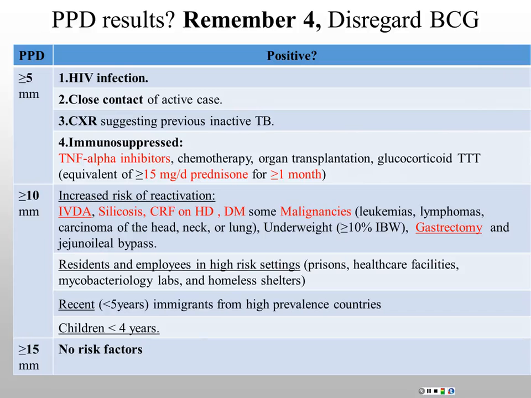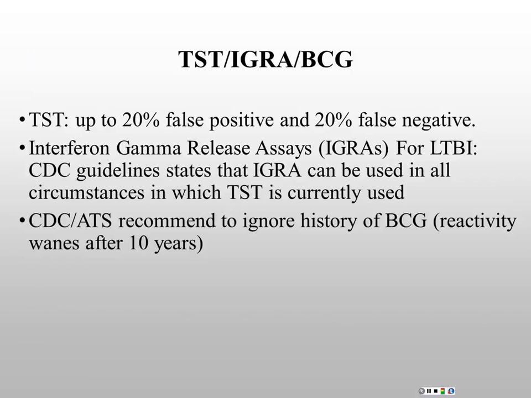Remember, 10 millimeters is positive for us, healthcare workers, patients with diabetes, malignancy, silicosis. So if you don't have any risk factor, it's more than 15 millimeters, and then you shouldn't do the test if you don't have risk factors really. But 5 millimeters is high risk, 10 millimeters is for a healthcare worker, will be a positive test.